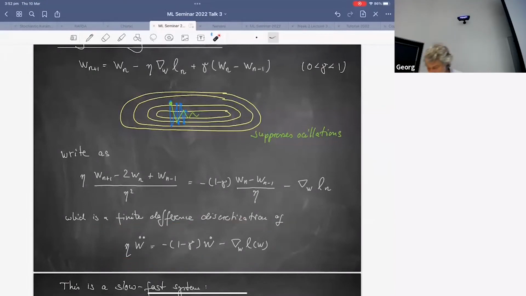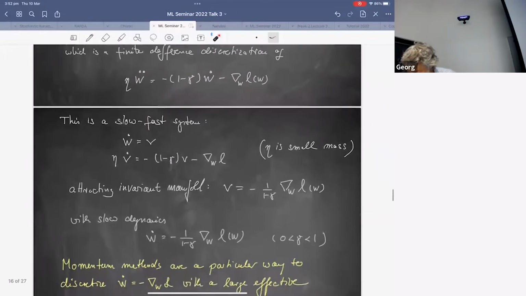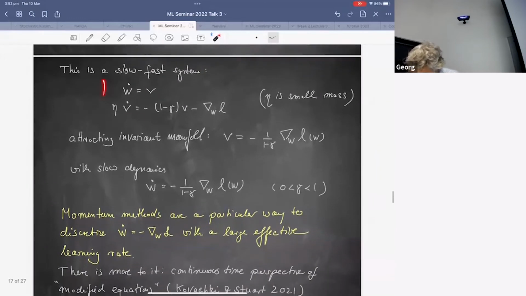Okay? So we have an ODE here that describes a small mass. So eta survives as this learning rate here. It's like it's now the mass of a particle that moves in a potential well, but then is damped, and we have a damping term in here. Okay. And if I write this as a first order system of equations, I end up here. And now, since eta is small here, we have a slow-fast system.